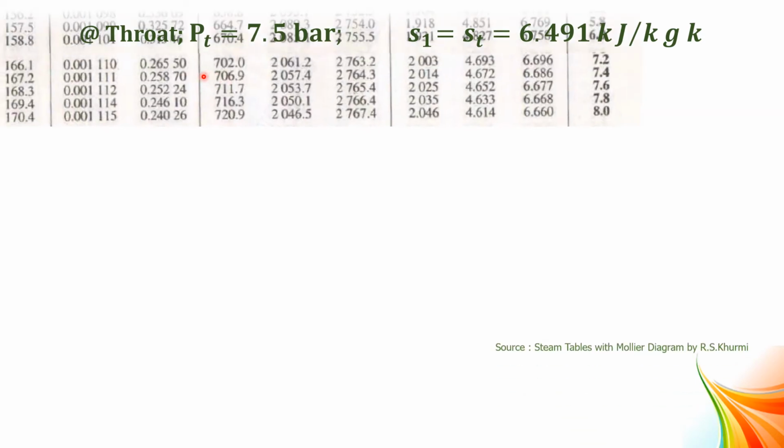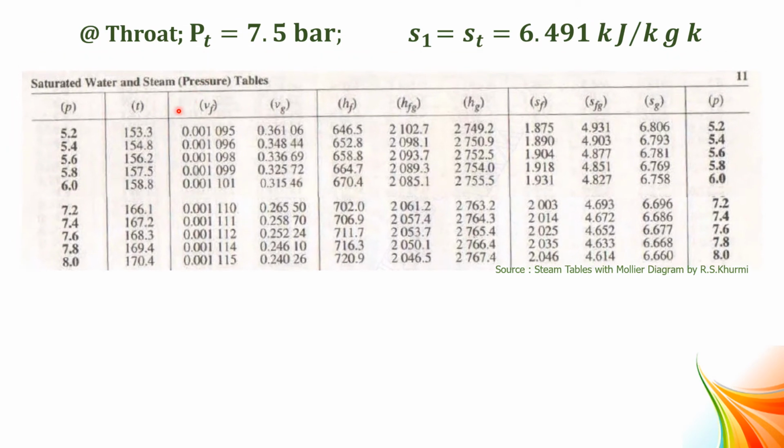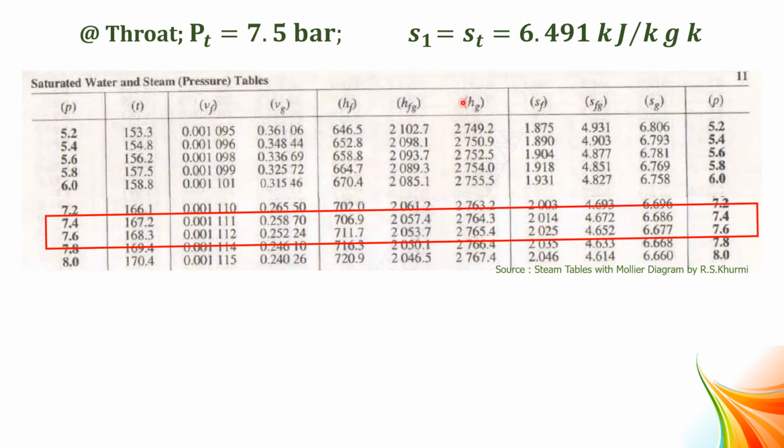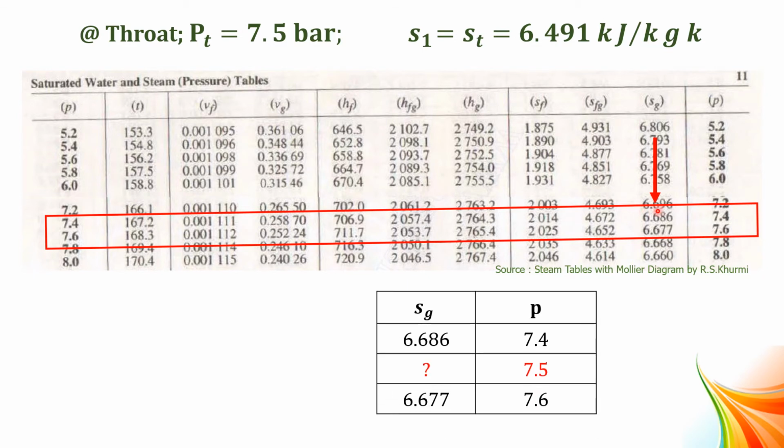So for that, from the steam table corresponding to a pressure of 7.5 bar, we have to note down the value of Sg. But in the steam table, the 7.5 bar pressure is not given. So we have to take the values corresponding to 7.4 bar and 7.6 bar, and we can interpolate it and get the value of Sg.